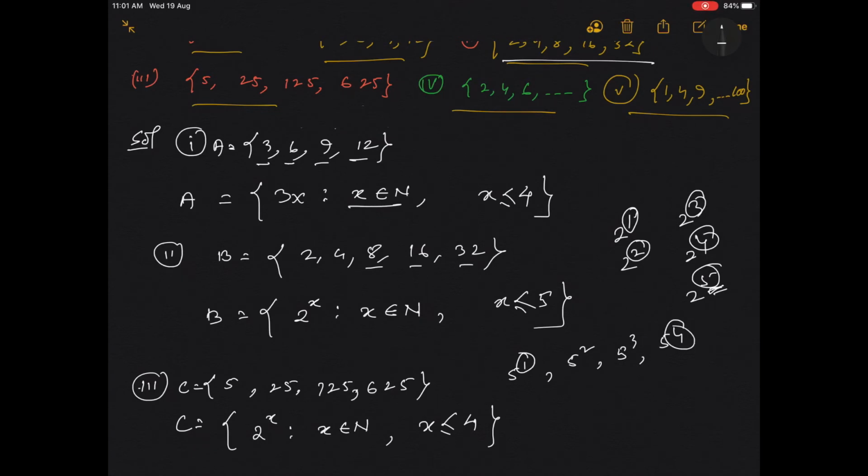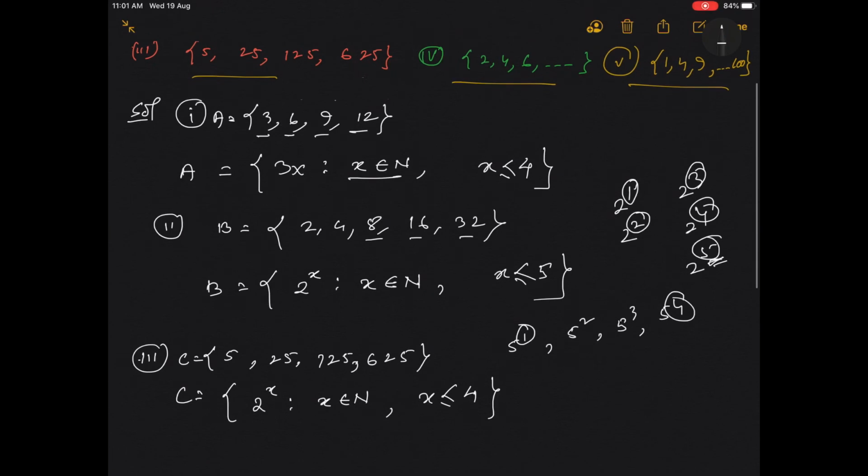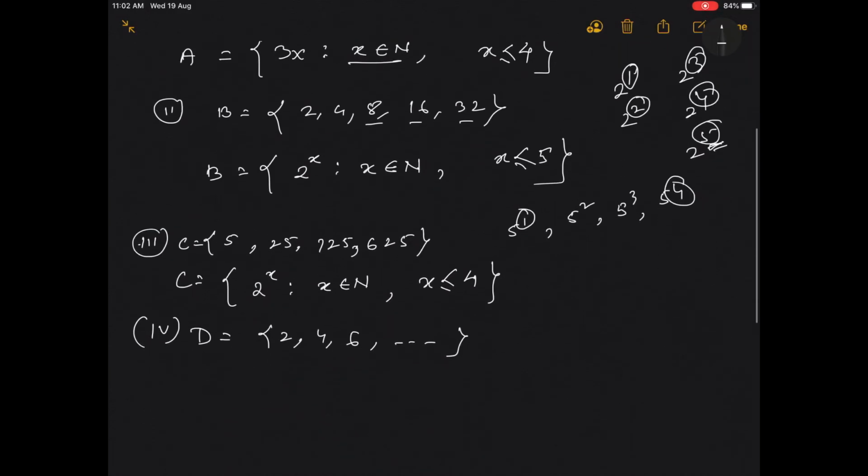Okay, so now the fourth set. So what is there? So this is suppose D, set D. I have written here 2, 4, 6, dot dot dot. So these are what? These are even numbers, positive even numbers. Okay, so now this can be written as D is equal to 2x such that x belongs to N, that means natural number.